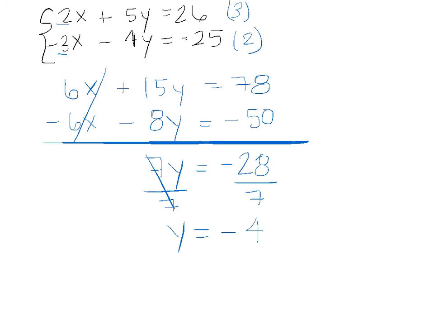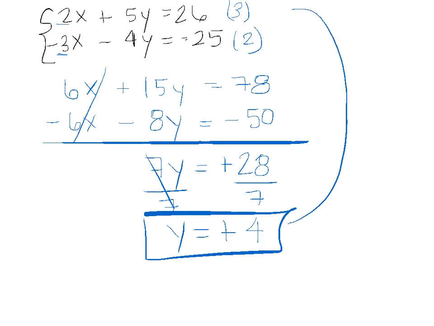Positive 4. Sorry. 78 minus 50 is 28. Positive 4. My bad. You guys are used to me making mistakes in class, though, so we're not going to restart this slide. Alright, so now we're going to plug that into one of these equations. Let's do the top one. I'm actually going to go to the next screen because I am out.